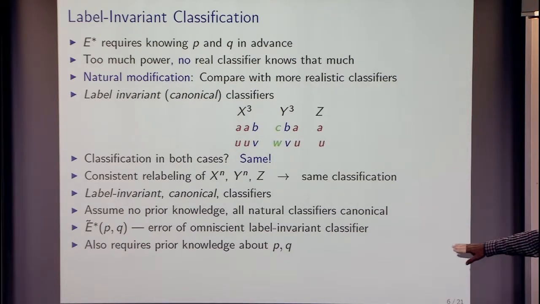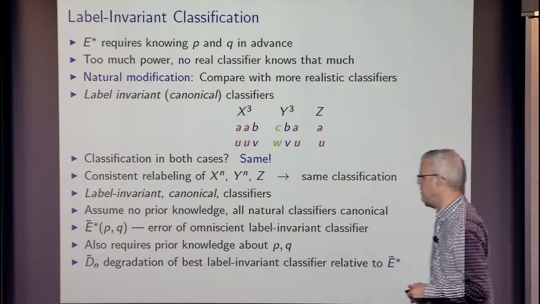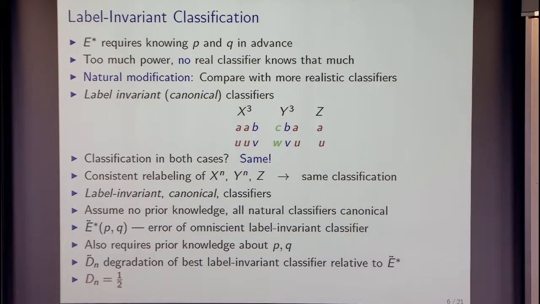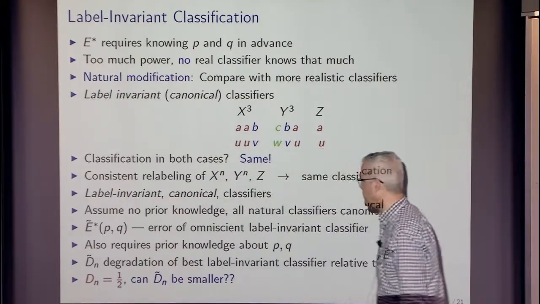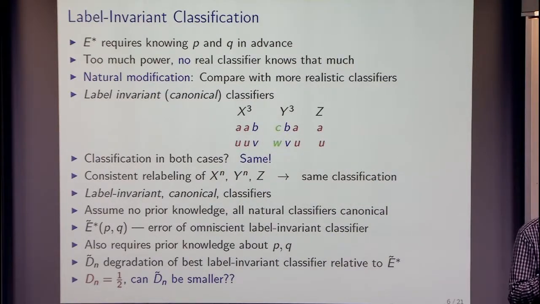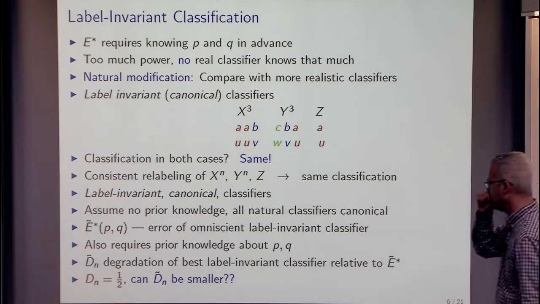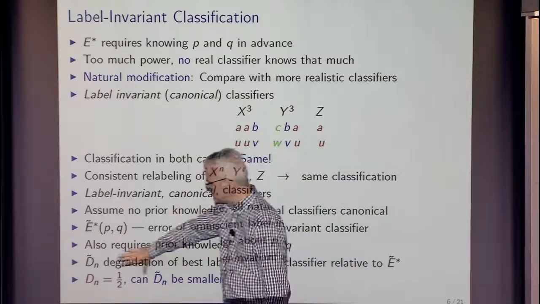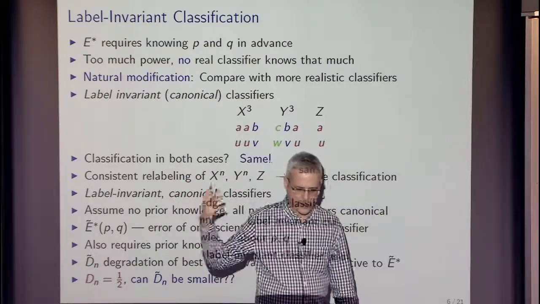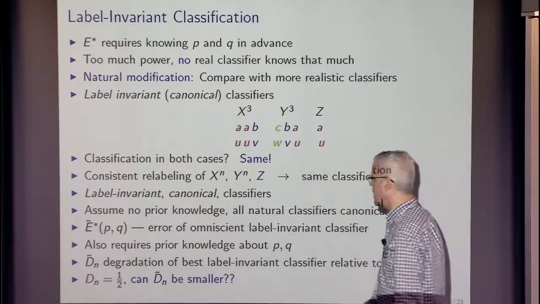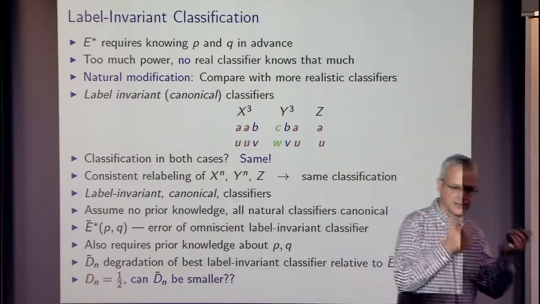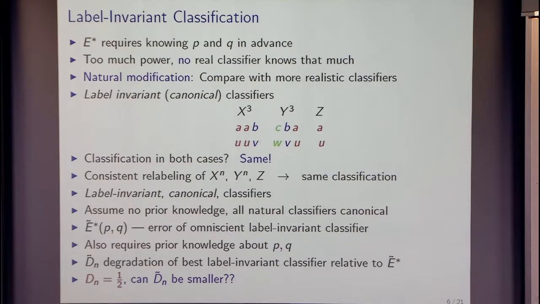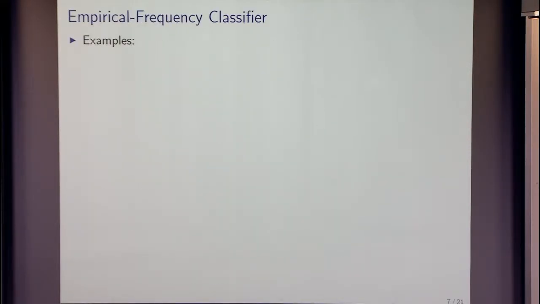So it also requires knowledge of P and Q, and we said what is dn, and dn tilde. We know that dn was half, and the question is whether dn tilde can be smaller. And the reason to do it is that if you're designing your classifier based on the worst case, then here, 1/2, you know it's 1/2. It doesn't give you anything. So you need to come up with a different measure, to say my classifier is good because it works well in all cases. Okay.